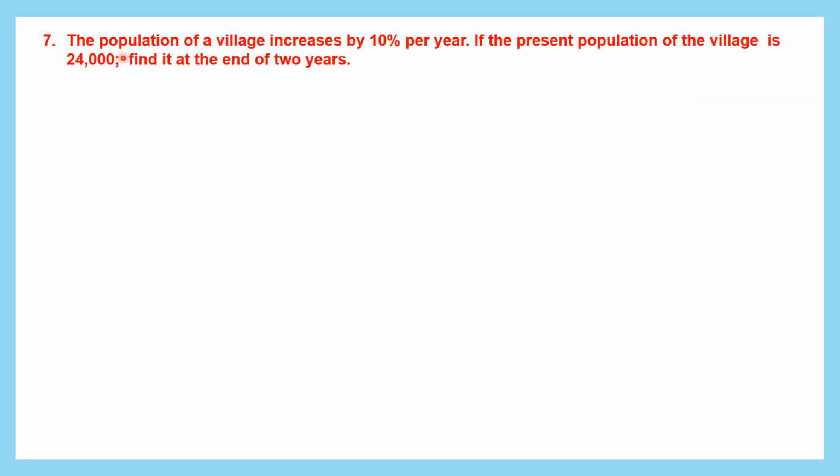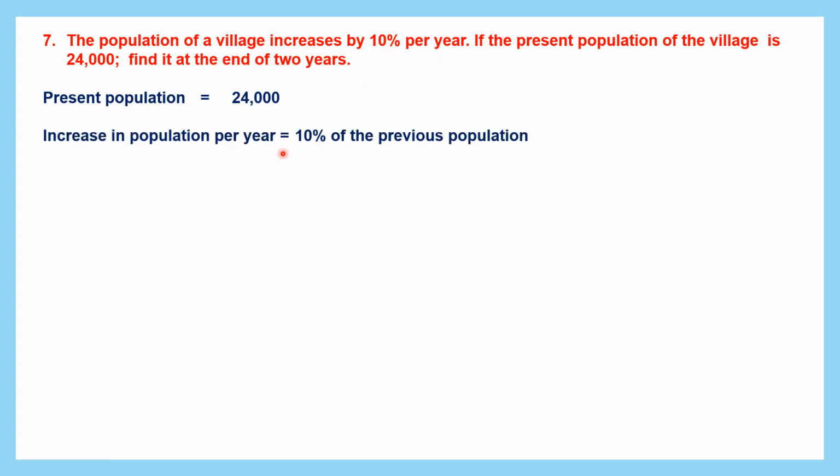Question 7. The population of a village increases by 10% per year. If the present population of the village is 24,000, find it at the end of 2 years. So after 2 years, what is the population? That is the question. So the present population is 24,000. And what does it say? It increases by 10% per year.